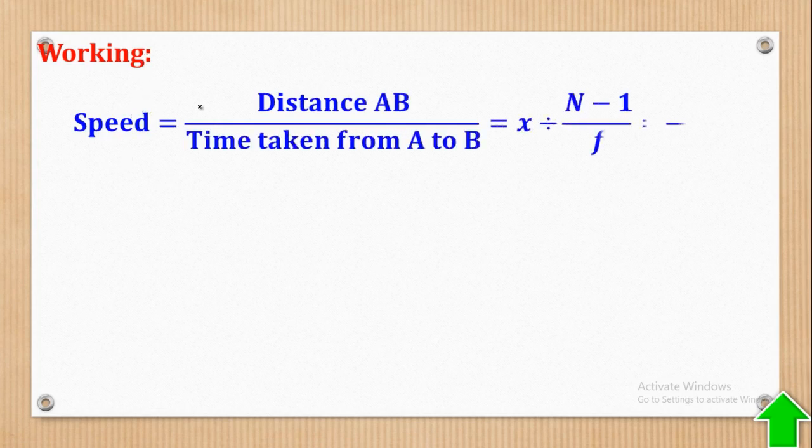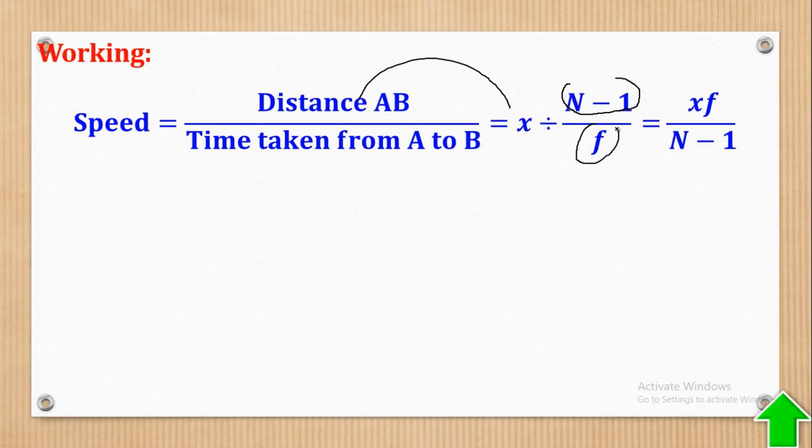So we know that speed is equal to distance AB over time taken from A to B. Distance AB, we shall call it X, and time taken from A to B is the number of spaces between the dots over frequency. Since the number of dots was 8, the spaces will be 7. That is why you see n minus 1. So when I rearrange, this one becomes a product and this one becomes a reciprocal. That's why you see here fx over n minus 1.